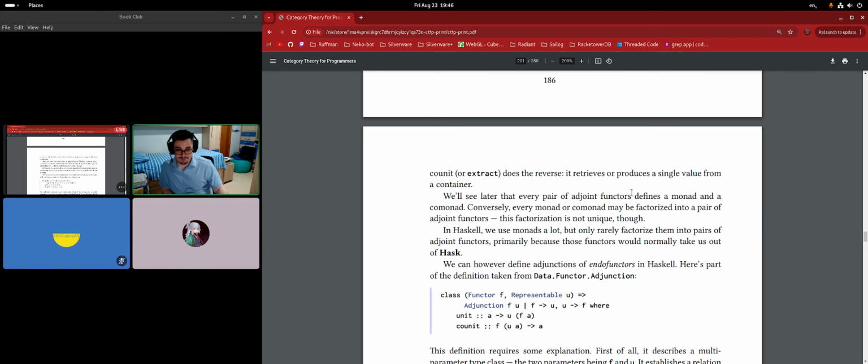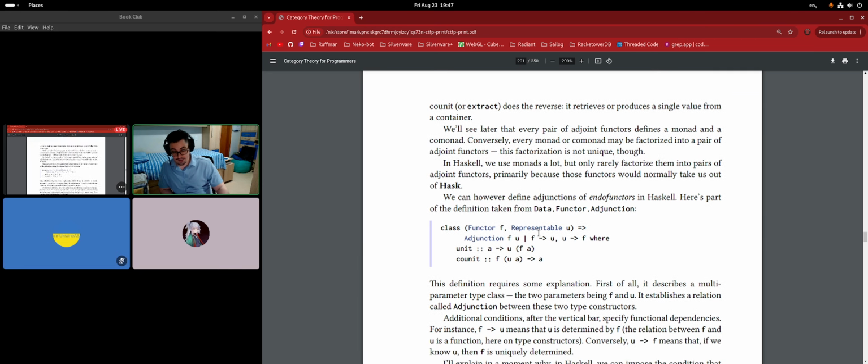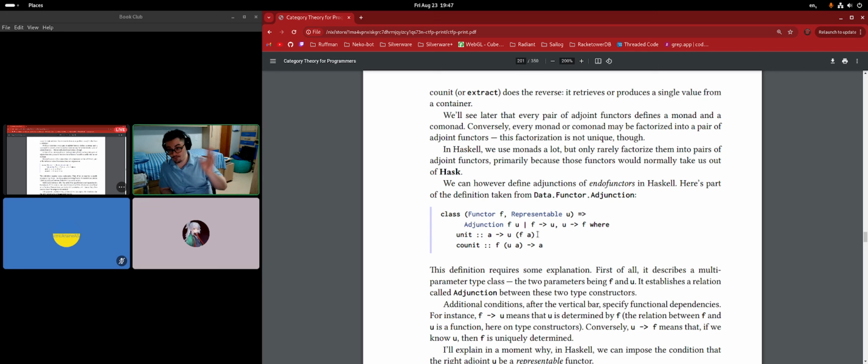Yeah. I've never seen that. Well, this one is kind of obvious because of what you said. In Haskell we use those a lot. We can, however, define adjunctions of endofunctors in Haskell. Here's part of the definition taken from this package, which I actually never used before. I never used adjunctions in Haskell, by the way. I should say that. I really like the choice of letters here. F and U, F and U.